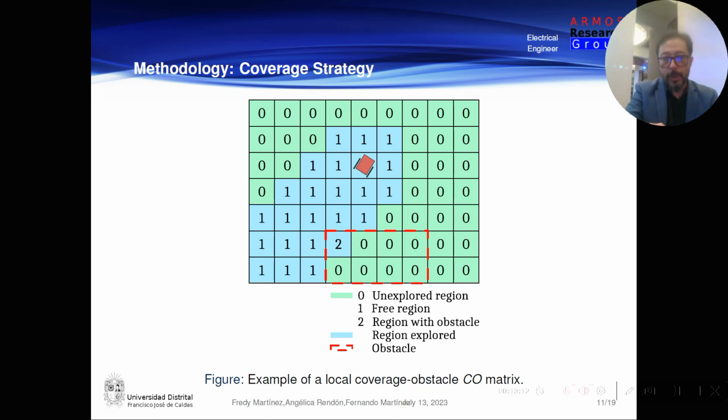In this case, we are using three numbers to identify the regions. When the robot identifies a free region, it just marks the number one. In this small red rectangle, there is an obstacle. If the robot identifies the obstacle, it just marks the region with a number two. If the region is unknown to the robot, it just marks the matrix with a zero.